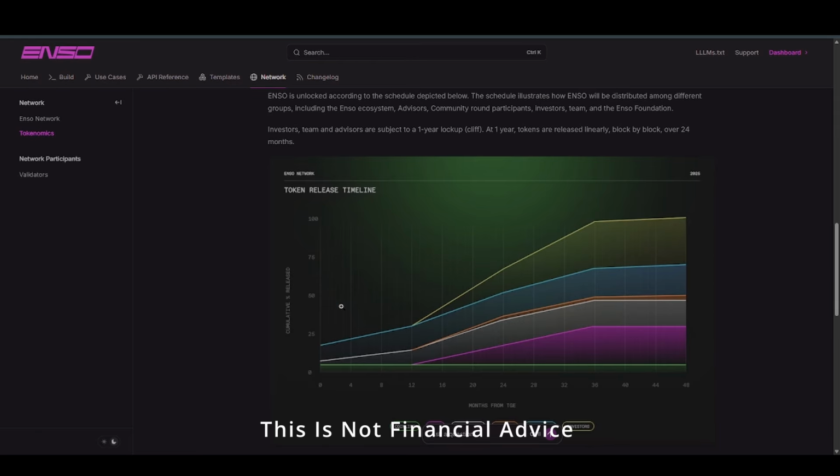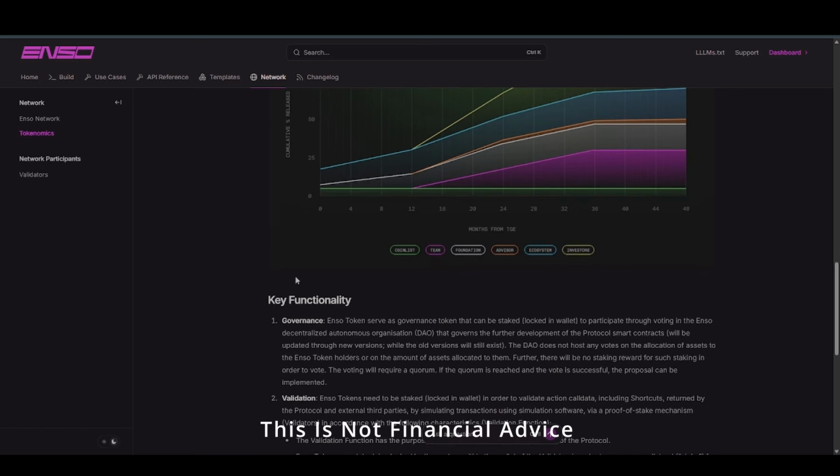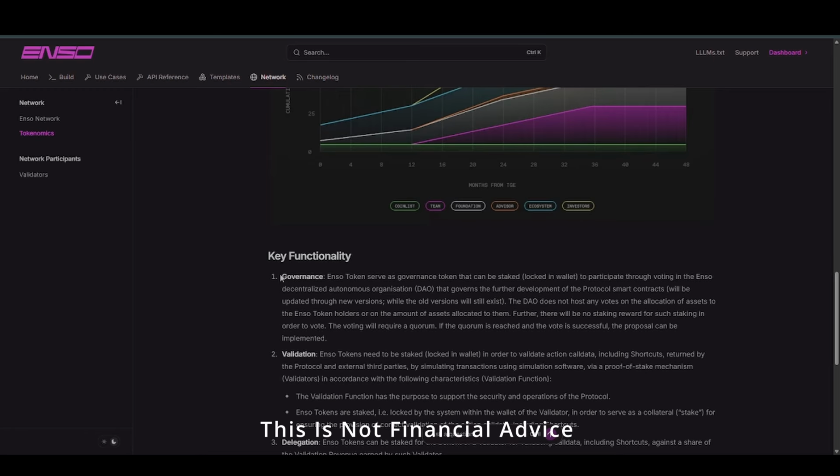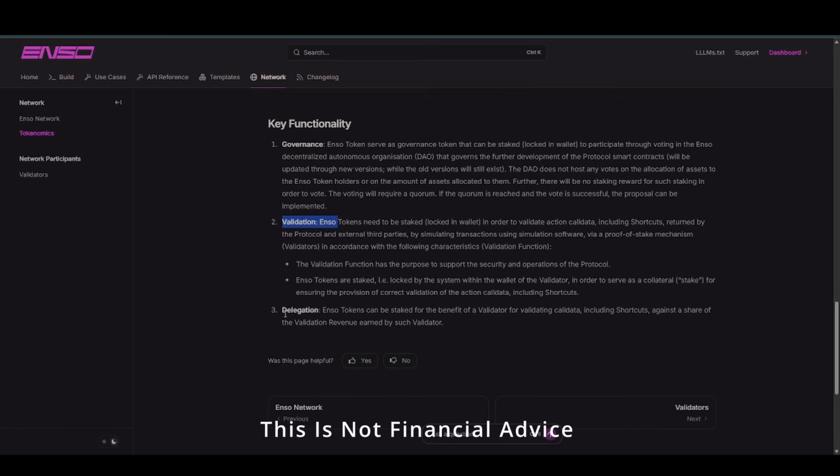So from this graph, I think the initial circulating supply is going to be somewhere around 20 million. It could be lower, but we'll just take 20 million as a baseline. In terms of its utility, the token is used for governance, validation, and delegation. I'm not going in depth on those. I think everyone knows that.